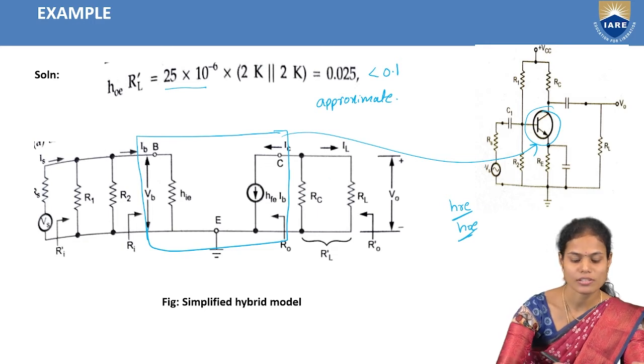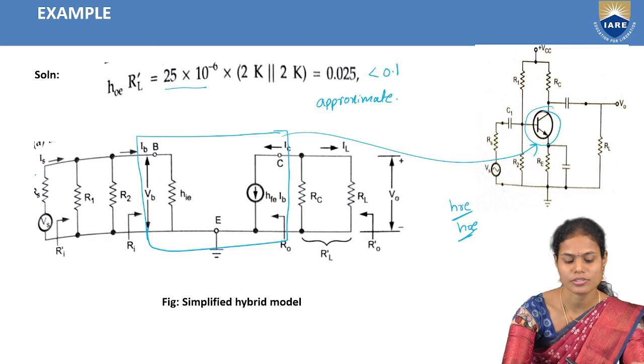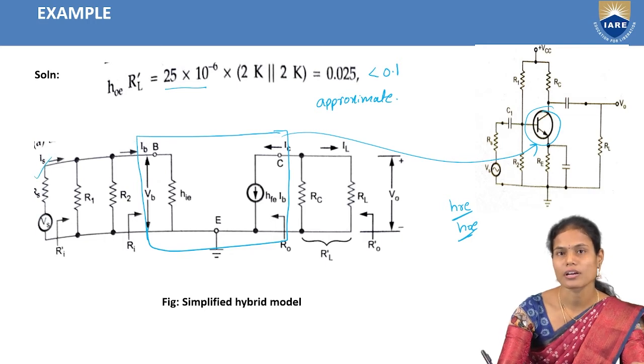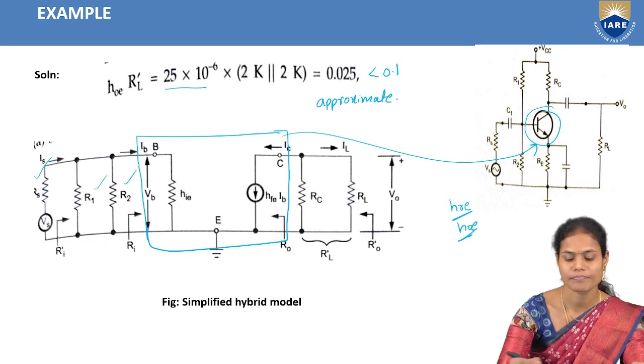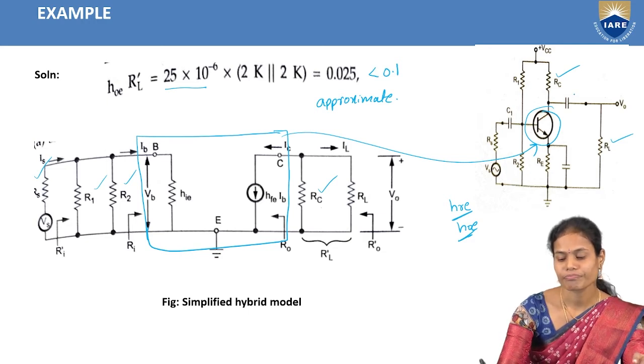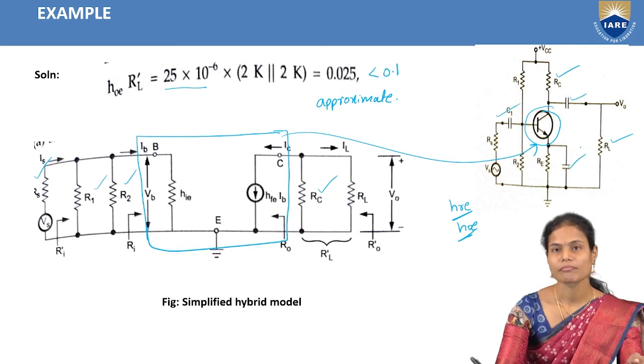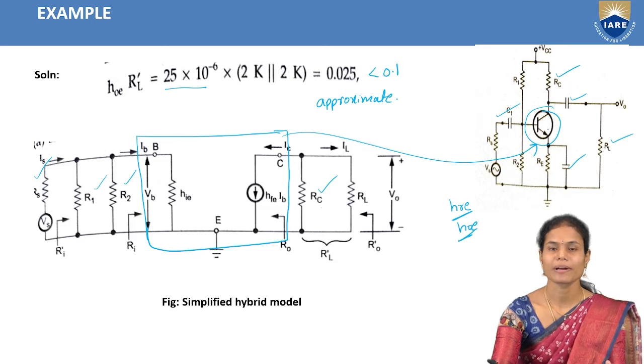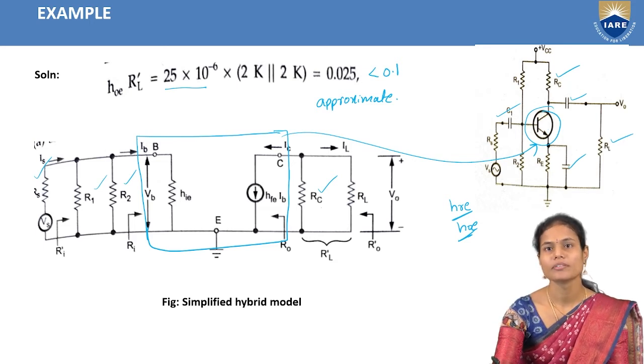The source resistance as well as the voltage we have taken as they are here, and the two biasing resistances R1 and R2. At the output side, we have the collector resistance and the load resistance. Since we are using the hybrid model or small signal model, we are not considering the effect of the capacitors here. Why? Because capacitors are shorted here. Capacitors allow the AC signal, so we short those capacitors.